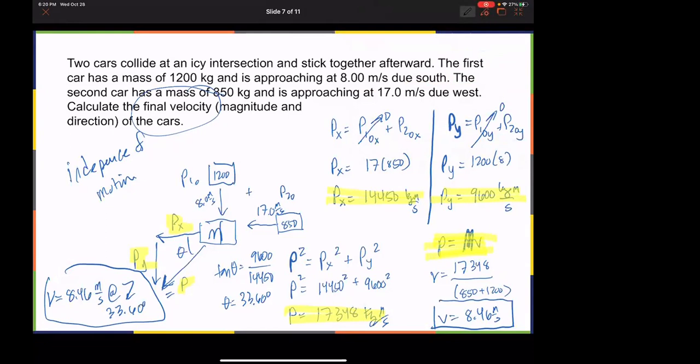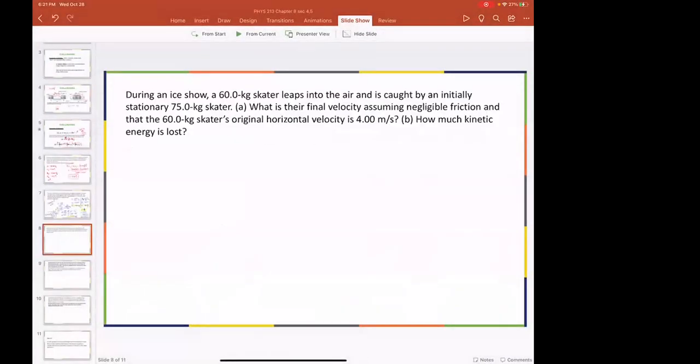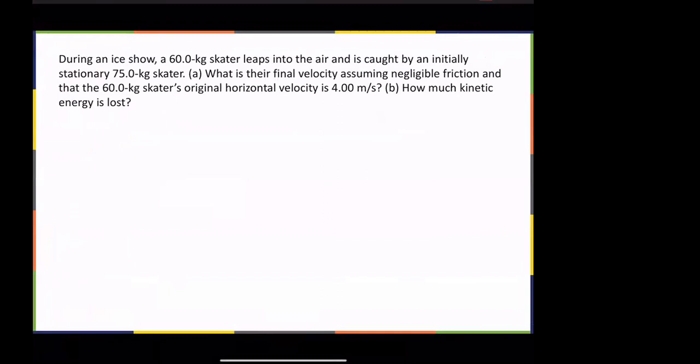Anybody else have any questions on this problem? All right, let's move it down the line then. All right, so you guys find the first part, and I'll help you with the second part. During an ice show, a 60-kilogram skater leaps in the air and is caught by an initially stationary 75-kilogram skater. What's their final velocity, assuming negligible friction? Give that a try.